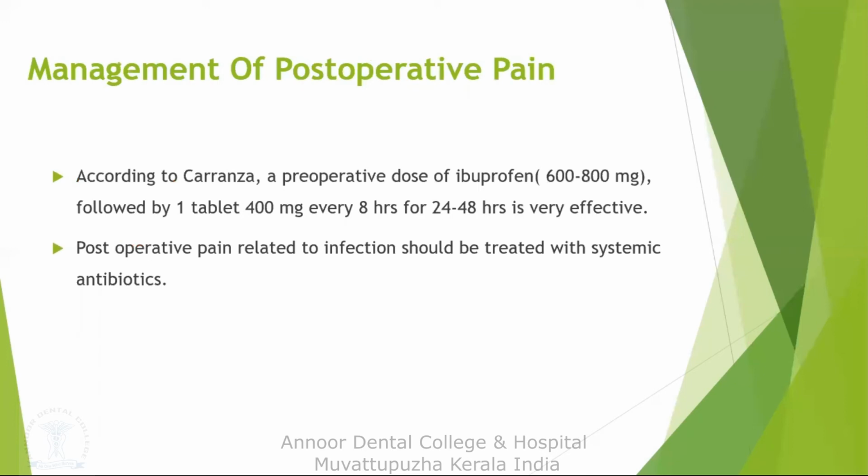Now, how do we manage post-operative pain? So we finished with your co-pack. Now coming to pain. According to Carranza, a pre-operative dose of ibuprofen, I already mentioned before, ibuprofen 600 to 800 mg can be prescribed, followed by 1 tablet 400 mg every 8 hours. You have to give a pre-operative dose. Before the surgery, you give him 1 tablet of 600 to 800, followed by 1 tablet 400 mg every 8 hours for 24 to 48 hours, which is very effective.